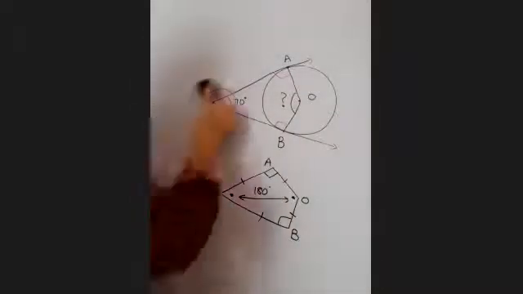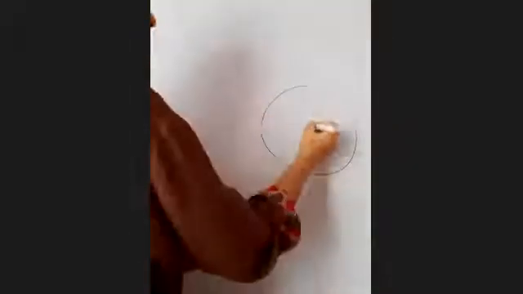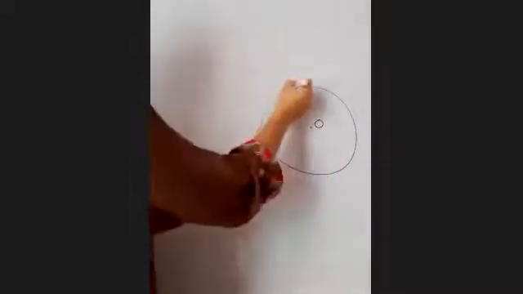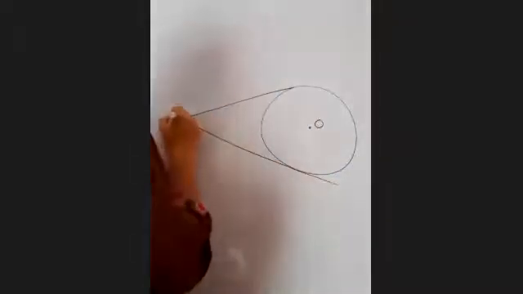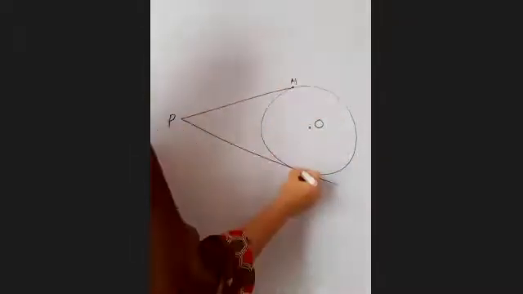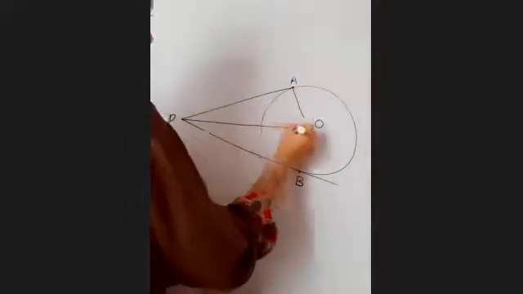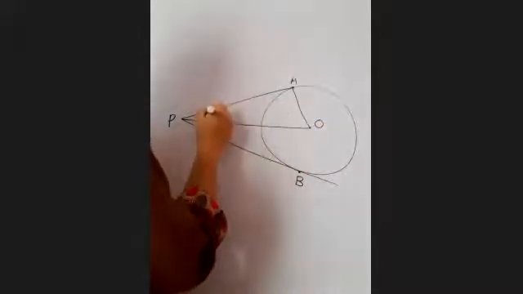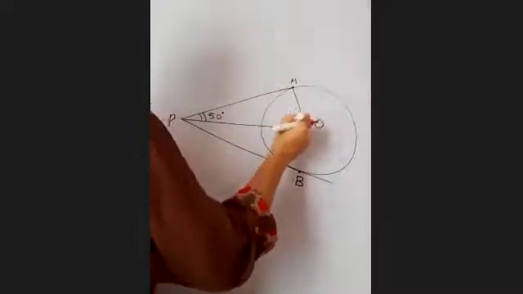Clear? Yes. Now the next one. It is also a similar one only. Suppose we have a circle with center O, two tangents PA and PB, such that this angle is, let's say, 50 degree. We have to find the measure of this one.